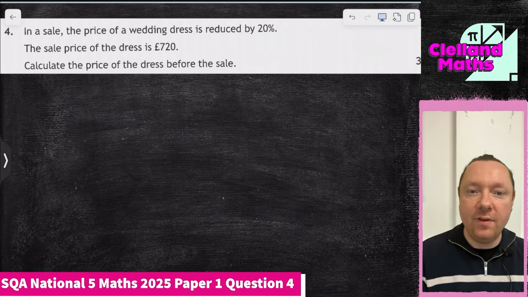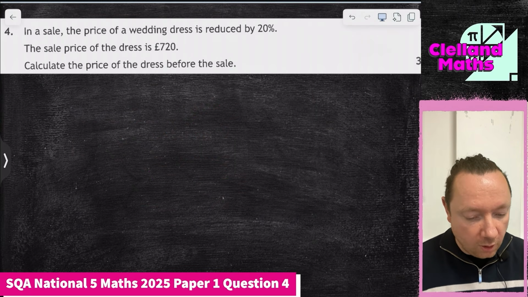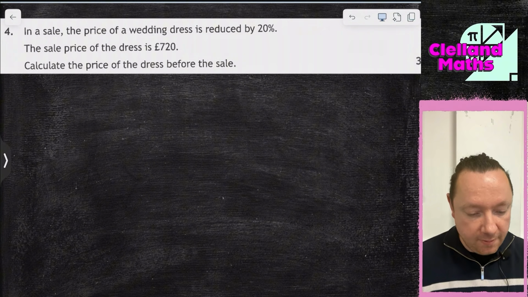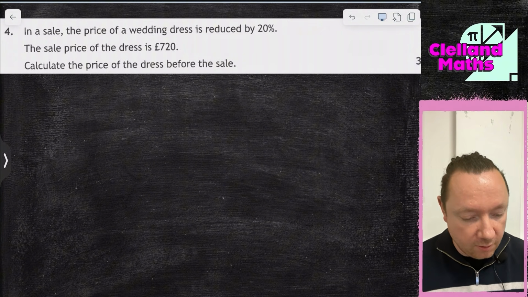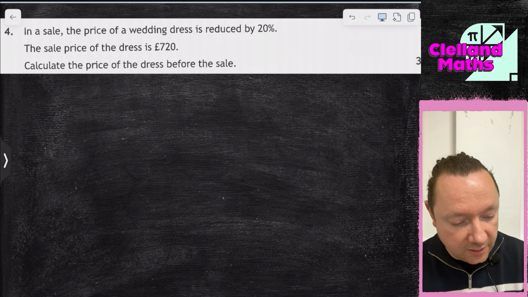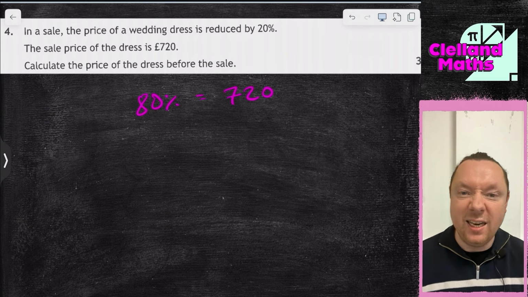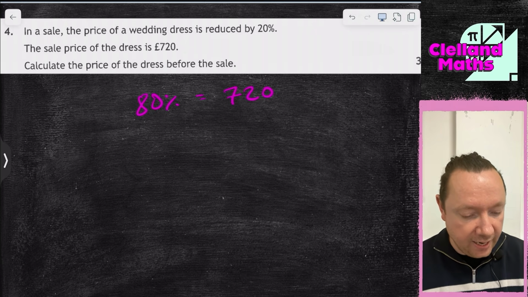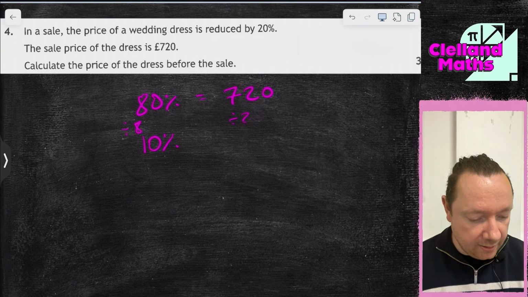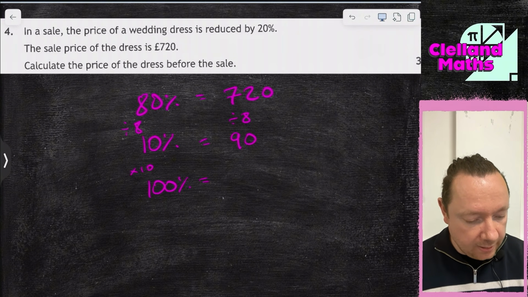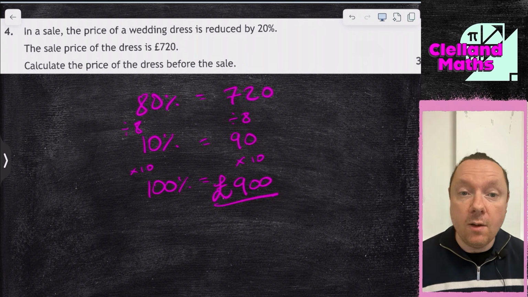And we're done. SQA National 5 Maths 2025, Paper 1, Question 4. In a sale, a wedding dress is reduced by 20%. The sale price is £720. Calculate the price before the sale. So I can say 20% off, 80% is equal to 720, and since 8 goes into 72, I can divide by 8 to get 10%. And divide this by 8. 8 9s is 72, so that's 90. And then go up to 100% by times them by 10. Pound sign, £900, and we're done there.